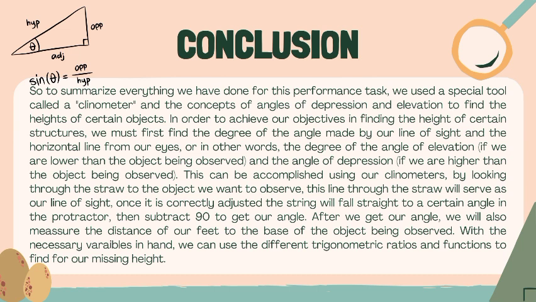By looking through the straw to the object we want to observe, the line through the straw will serve as our line of sight. Once it is correctly adjusted, the string will fall straight to a certain angle in the protractor. Then subtract 90 to get our angle. After getting our angle, we will also measure the distance of our feet to the base of the object being observed. With the necessary variables in hand, we can finally use the different trigonometric ratios and functions to find our missing height.